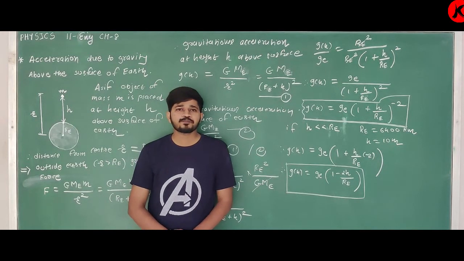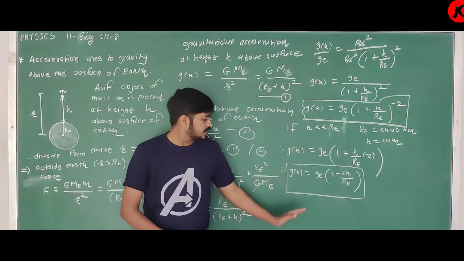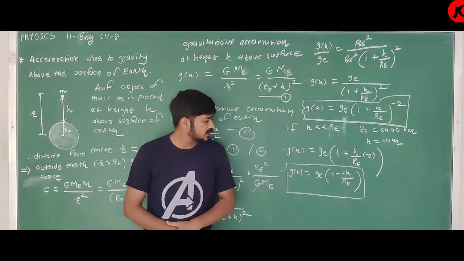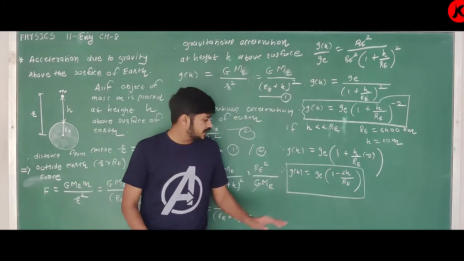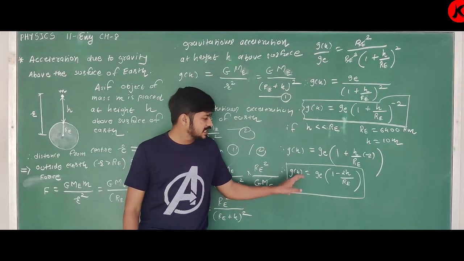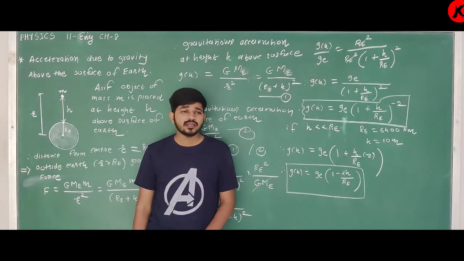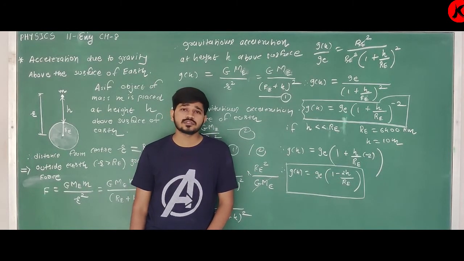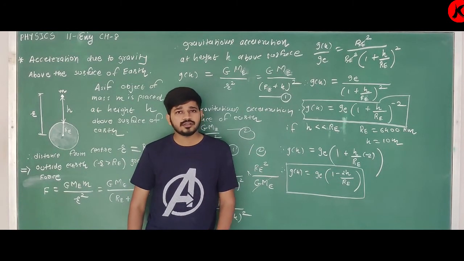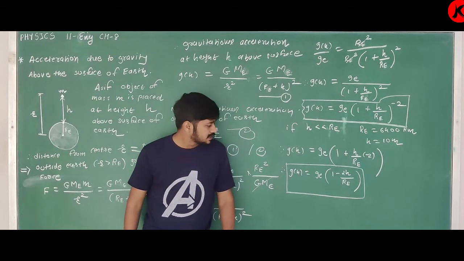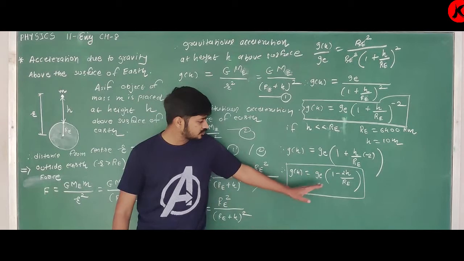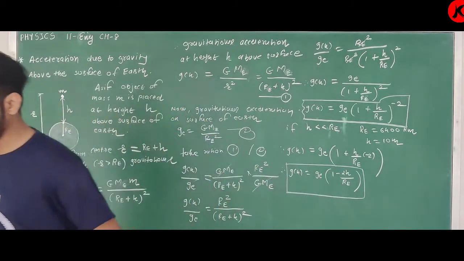Clear about it? Okay, what is this equation? g_h is equal to g_e times 1 minus 2h upon R_E. It is the gravitational acceleration at height h, when h is very small compared to the radius of Earth. Clear? Is it okay? Yes or no? Now we will see 1 or 2 more points about this.